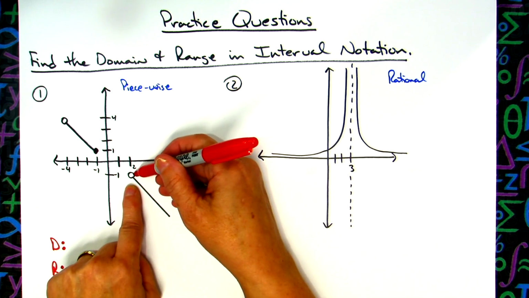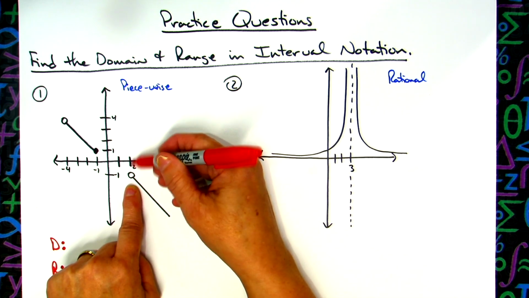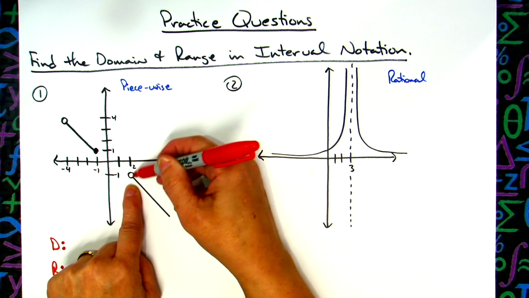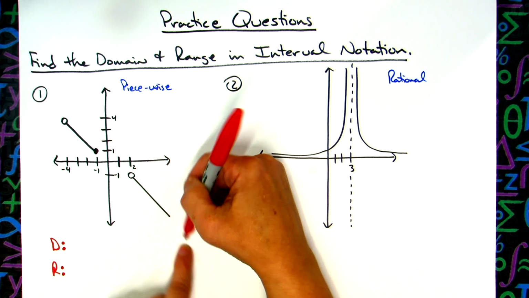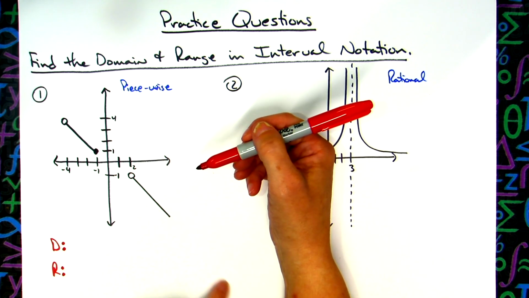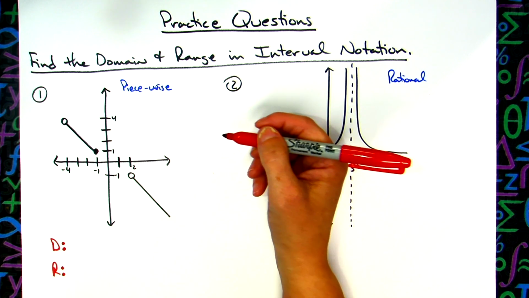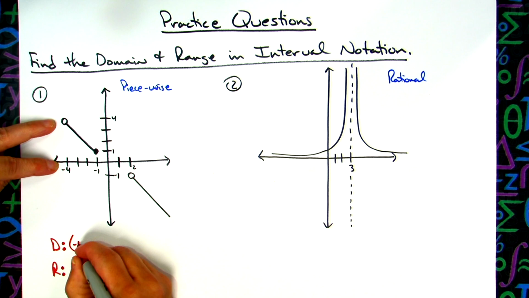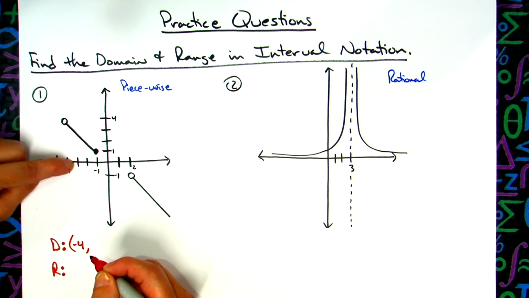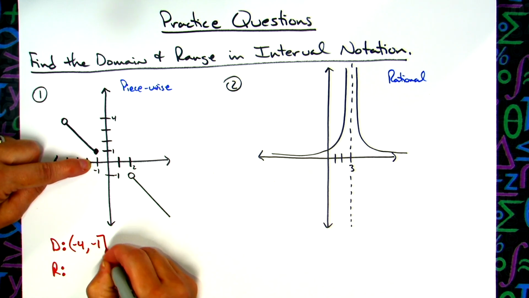The domain picks up back here at 2, but the x value of 2 is not in the domain because it's an open circle, and then this goes on forever and ever and ever. Yes, it is going down, but it is also going to the right because it's at an angle, so it goes forever here to infinity. All right, so that means curvy bracket, -4, all the way up to -1 with a square bracket.